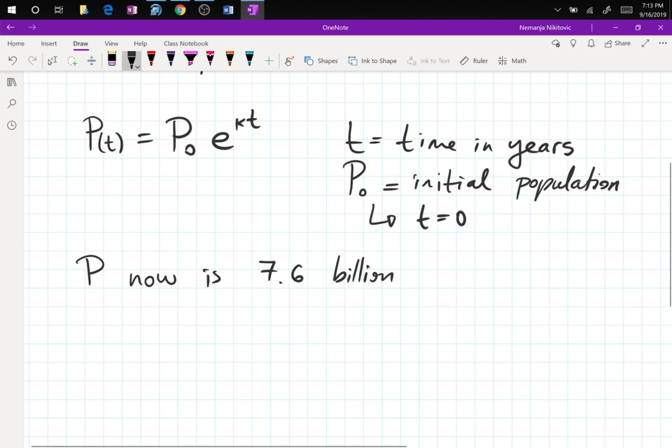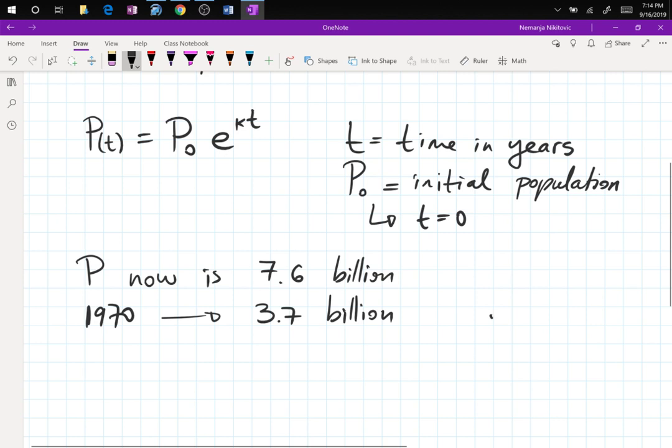So let's use this. 1970. Population is 3.7 billion. That's all I need. I just need a point in time somewhere, and we're good to go. So let's take a look. I have population now is 7.6 billion. In 1970, population is 3.7 billion. That's all I need.